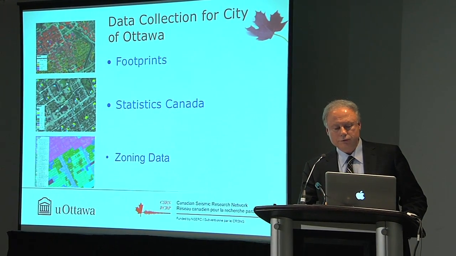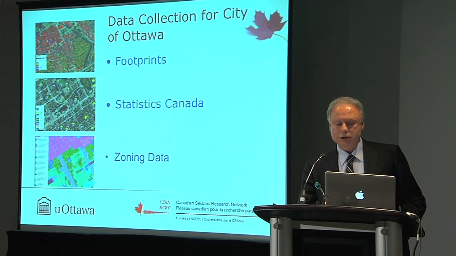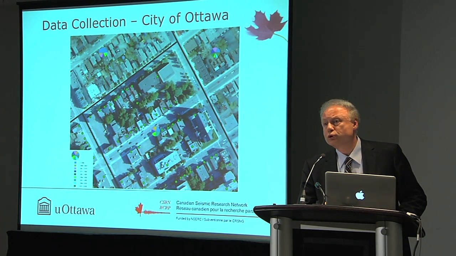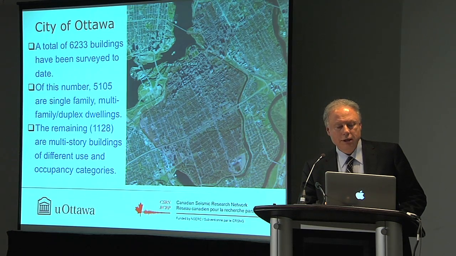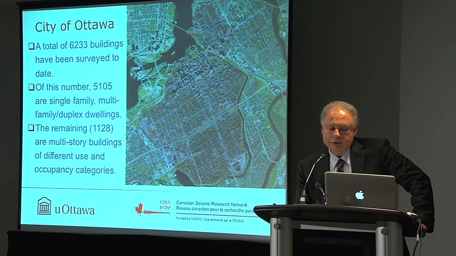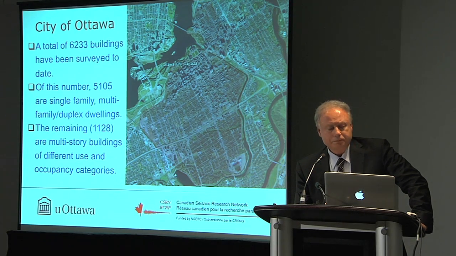And we looked at building footprints, and we gathered information from Statistics Canada and zoning data, and we have also color-coded year of construction. To date, we've looked at over 6,000 buildings in the downtown area. The shaded area is the area that we have covered, but we intend to cover the entire city. Outside of the downtown core, it's mostly residential. Of this number, a little over 5,000 are single-family, multifamily, and duplex dwellings, and over 1,000 are multi-story buildings.